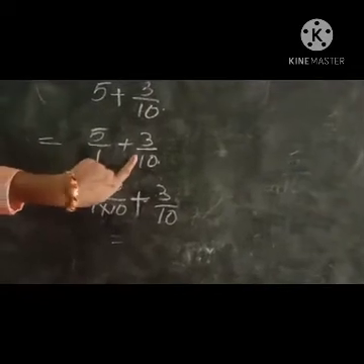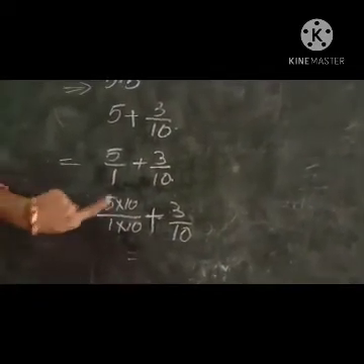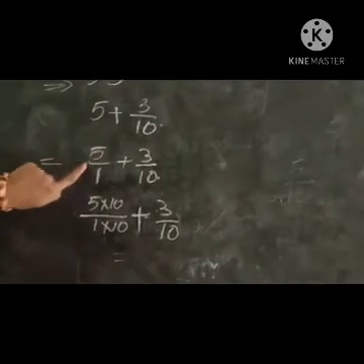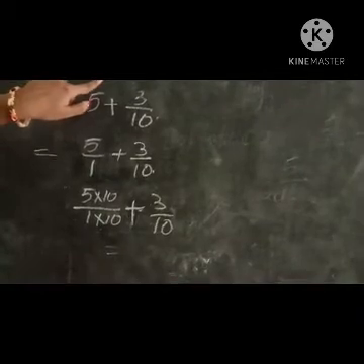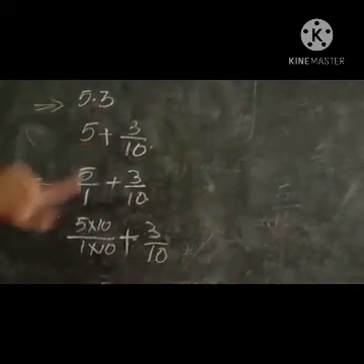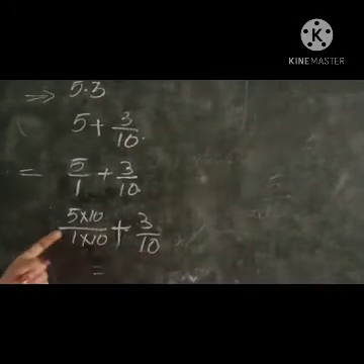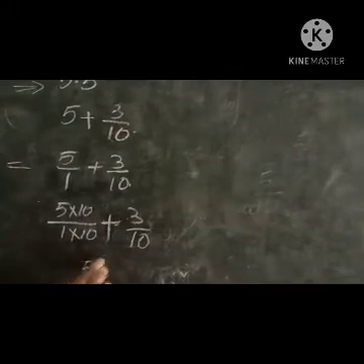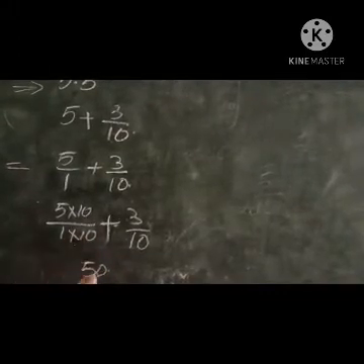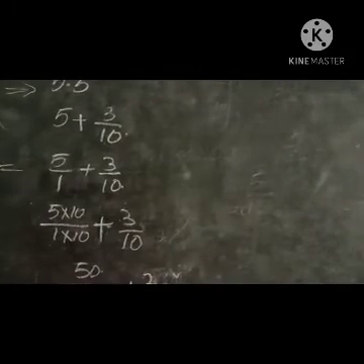The denominator 10 is there. We have to multiply this 10 with the 5/1. To convert 5.3 into a fraction, we have to write it like this. Here 10 is there, now we have to multiply this number by 10. 5 into 10 is equals to how much? 5 tens are 50 by 1 tens are 10 plus 3/10.